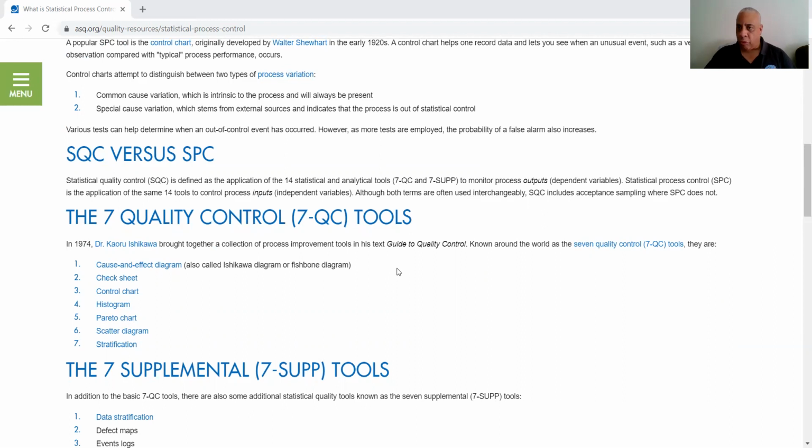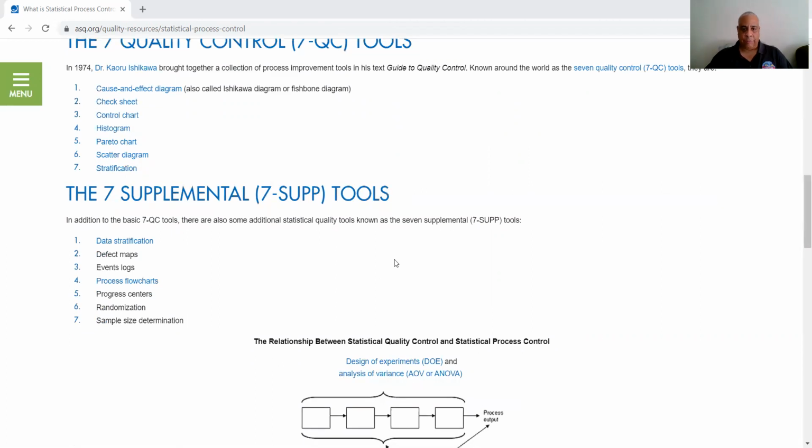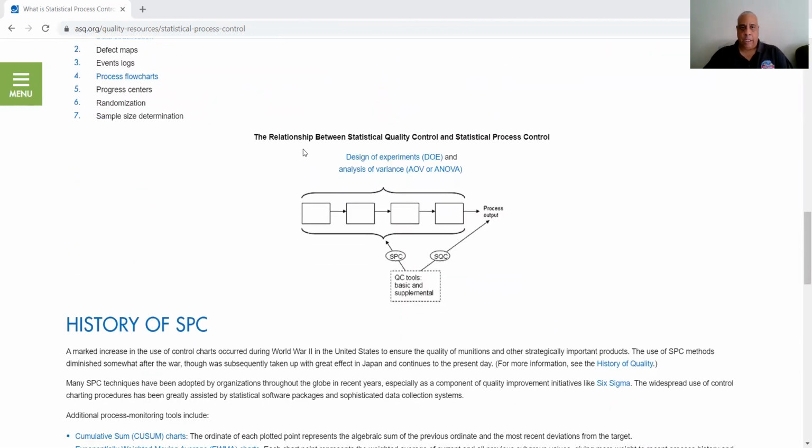Now you have the 7 subtools, which sub is supplemental tools. And they are data stratification, data maps, event logs, process flow charts, process centers, randomization, sample size determination. Now, here's the chart. This is the relationship between SQC and SPC. The design of experiments and analysis of variance, or ANOVA.